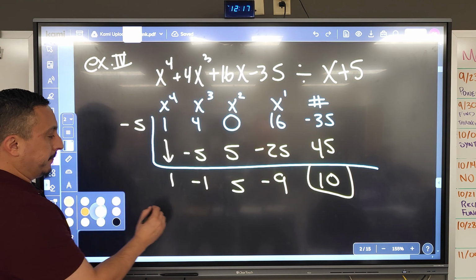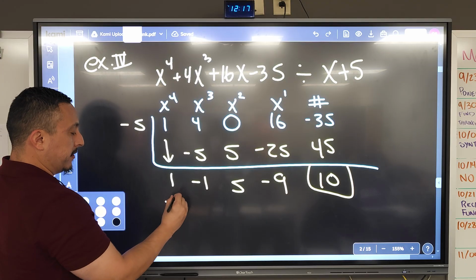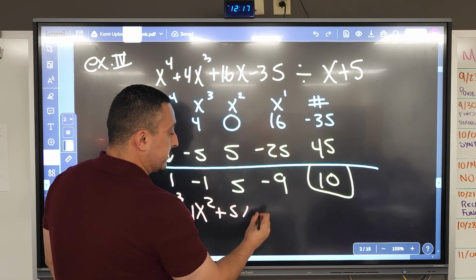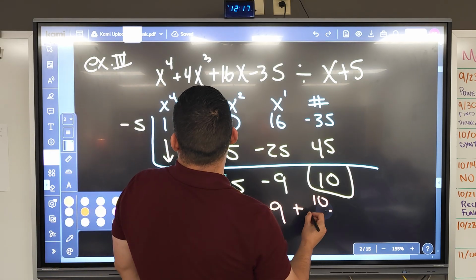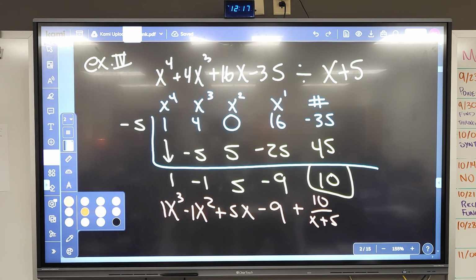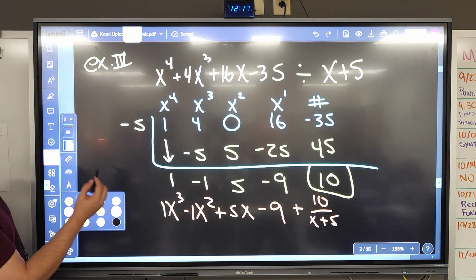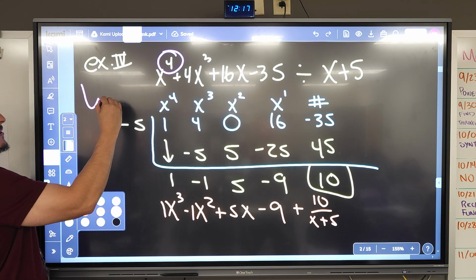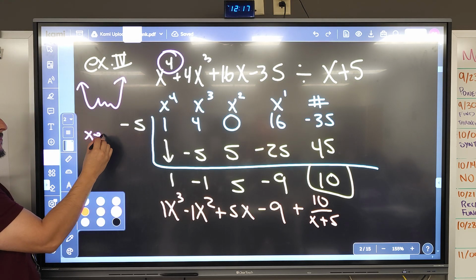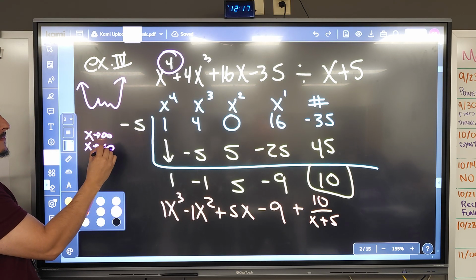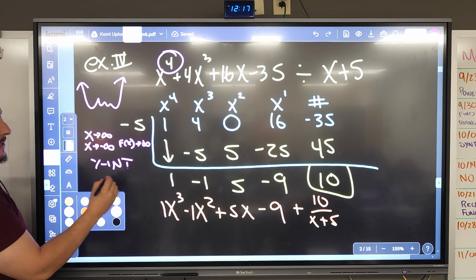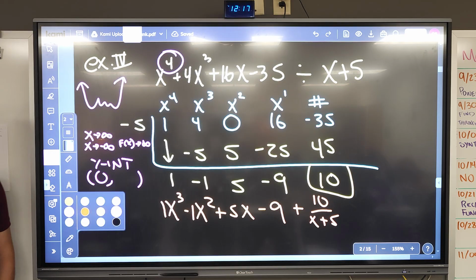My answer would be 1 less than that one. So x cubed, x squared, 5x minus 9, plus 10 over, big old long answer, but that's okay. Picture-wise, even function, that's a W. That means both of my arms are pointing up. So they're both going towards infinity. My y-intercept is what for this one? Negative 35.